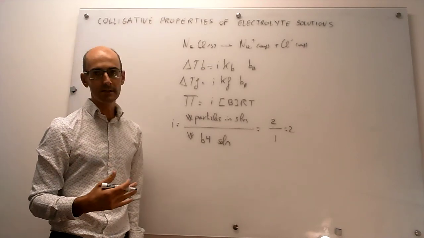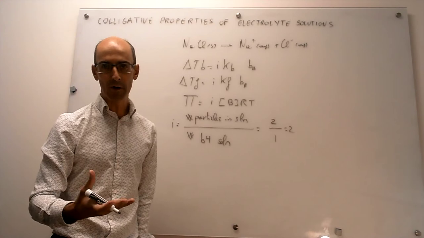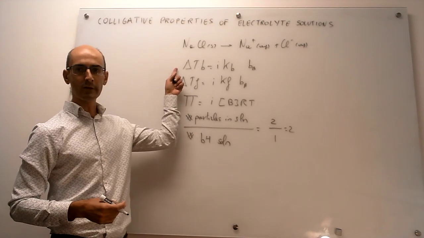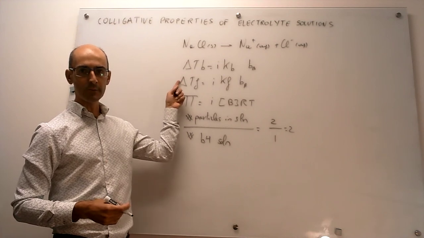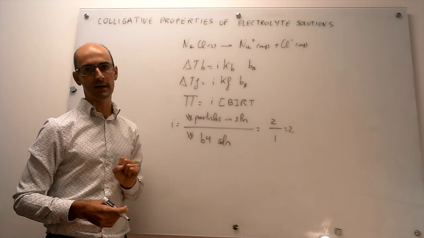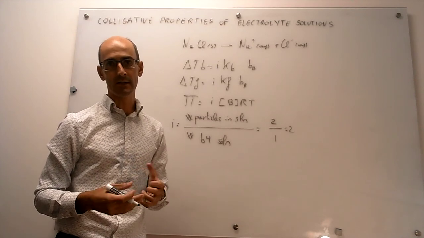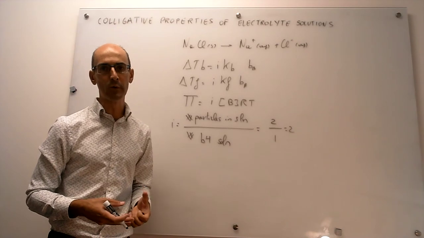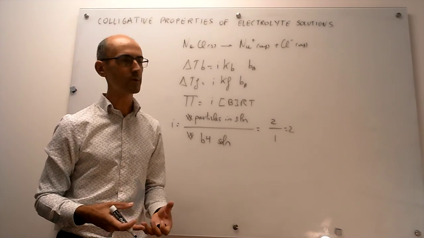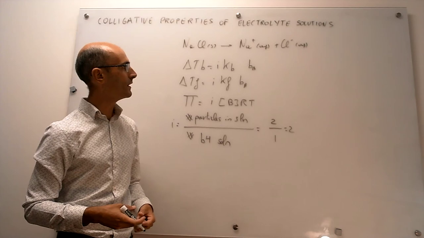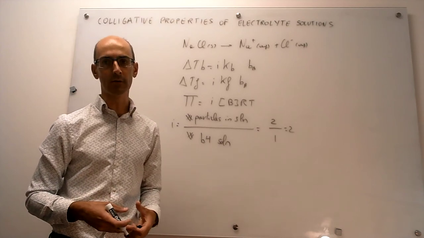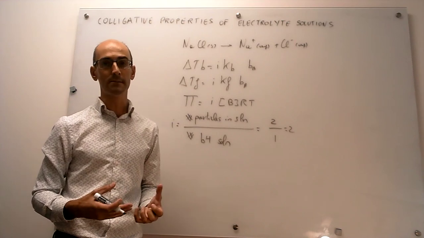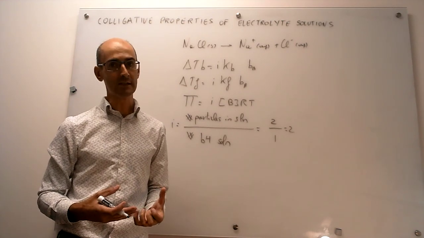What that means is that a solution of, say, 0.1 molar sodium chloride is going to give you twice the boiling point elevation, twice the freezing point depression, and twice as large an osmotic pressure as a solution of a non-electrolyte of the same concentration, say, 0.1 molar glucose, would give you. This is the important thing about these electrolyte solutions. Now, this process can be a little bit complicated because sometimes electrolytes do not fully dissociate.